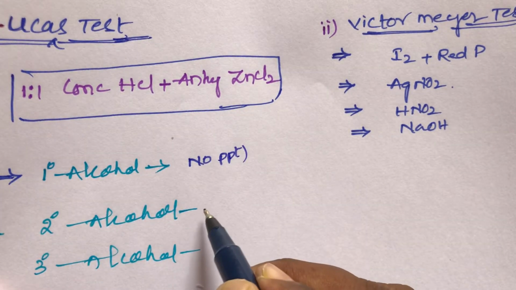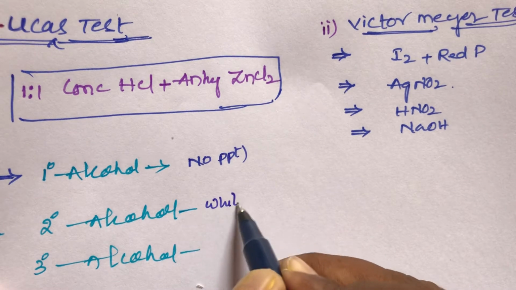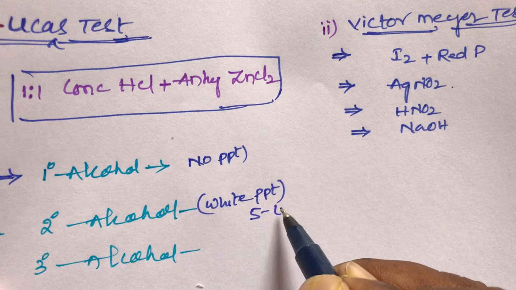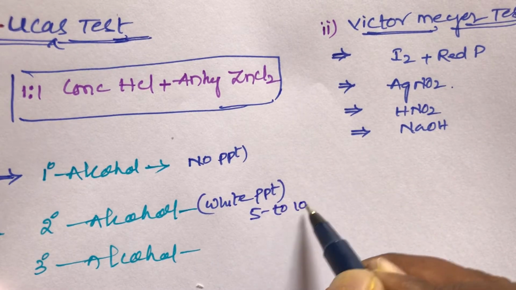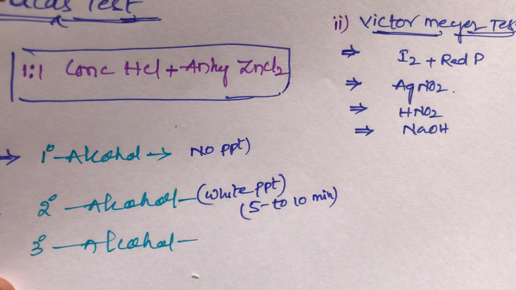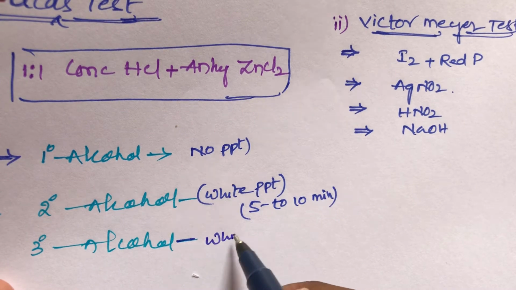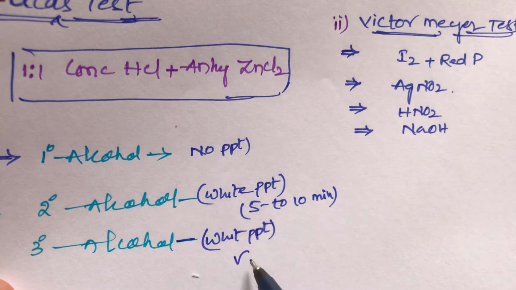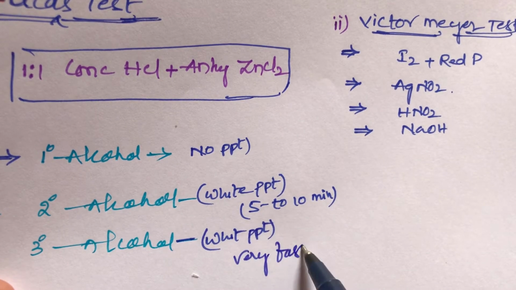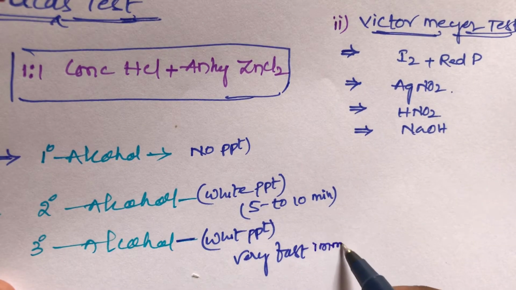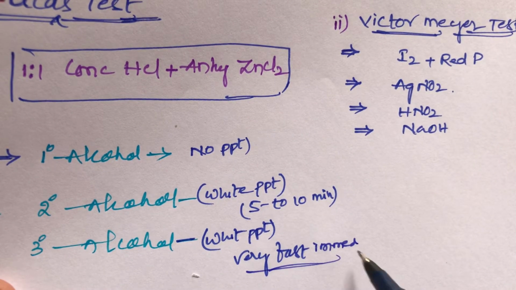Secondary alcohols give a white precipitate after 5 to 10 minutes. This is very important. Tertiary alcohols give a white precipitate or white turbidity within a fraction of a second, immediately. This is a simple trick.